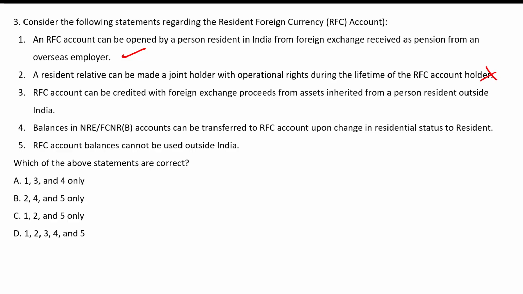An RFC account can be credited with foreign exchange proceeds from assets inherited from a person resident outside India. So this statement is correct. Balance in an NRE or FCNR account can be transferred to an RFC account upon change in residential status to resident. So this statement is also correct. RFC account balances cannot be used outside India. So this statement is not correct. Balance in an RFC account can be utilized outside India. So 1, 3 and 4 are correct, making option A the correct answer for this question.